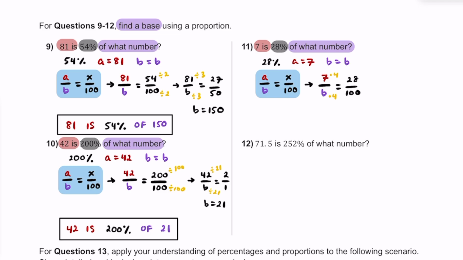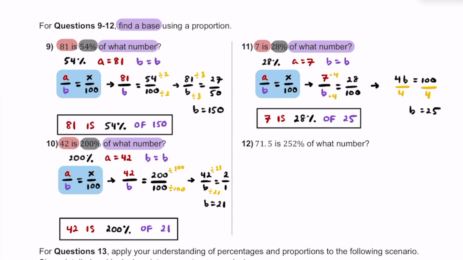So we can actually just say here that if B times 4 is 100, we can write it as a one-step equation and say 4B is equal to 100. And if you go ahead and divide both sides by 4 using that division property of equality, we can say here that B would be equal to 25. And so we can say here that 7 is 28% of 25.